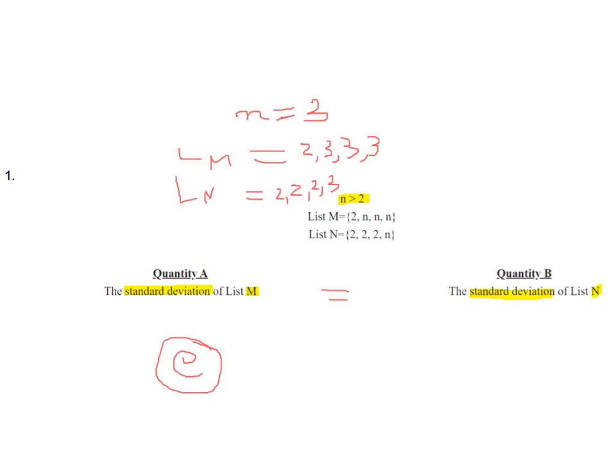To do this, let's consider N equal to 3 as N must be greater than 2. So the list M becomes 2, 3, 3, 3 and list N becomes 2, 2, 2, 3. We can see that the gap in list M is 1 and the gap between the numbers in list N is also 1. So quantity A is equal to quantity B. So the answer will be C.